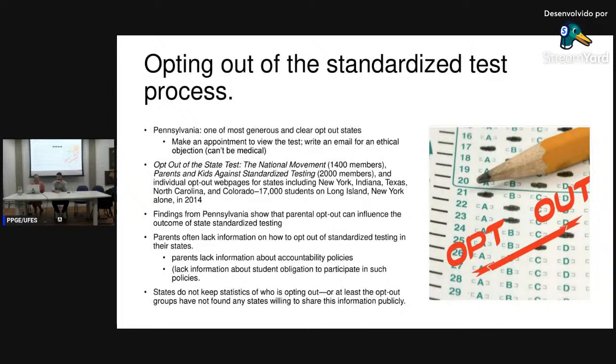So in Arizona and in Michigan, you can only opt your child out for medical reasons like anxiety or like medical things. And in Pennsylvania, you can only opt your child out for ethical reasons.